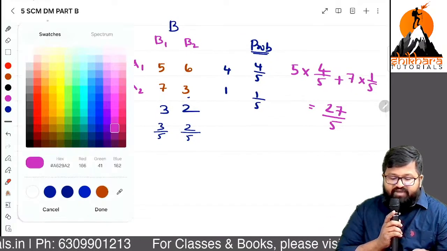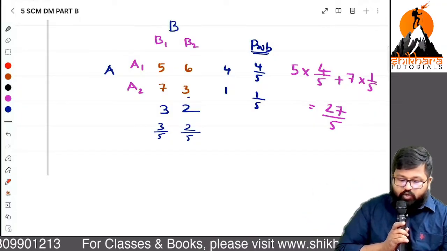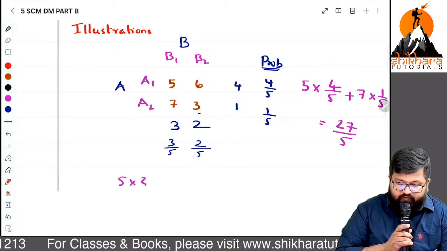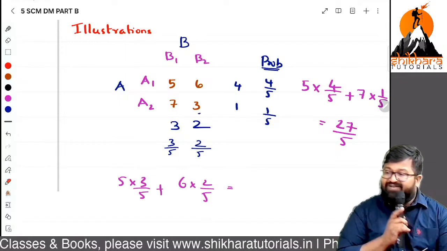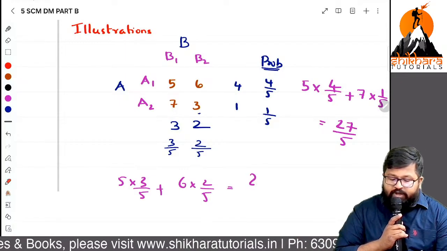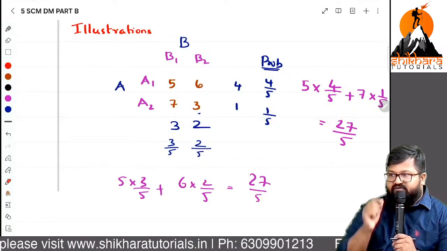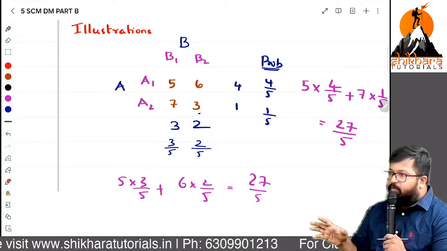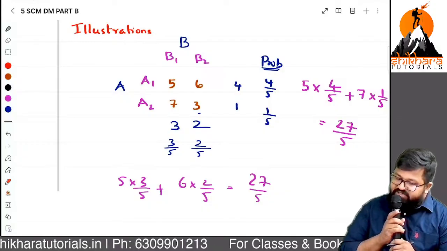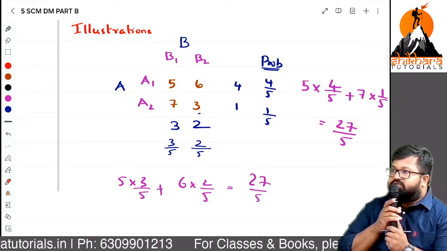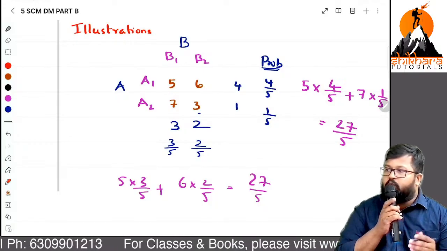Sir, whatever we have done for the row parts, similarly I am doing for the column parts also. That is 5 into 3 by 5 plus 6 into 2 by 5. What is the value? 27 by 5. It will be the same, because we are applying probability and taking the values. Or else, you can also calculate with the other option, that is 6 into 4 by 5 plus 3 into 1 by 5.